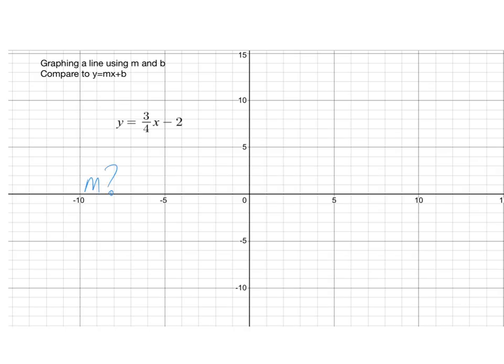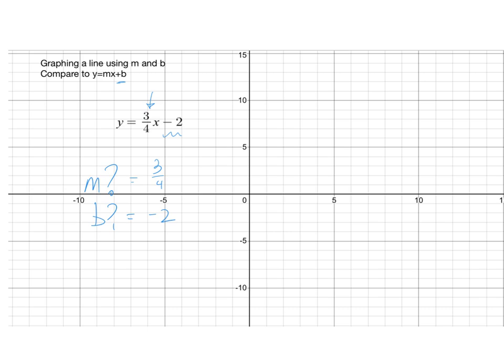We compare in the equation. m is with the x, so this is our m, equal to 3/4. What is b? Compare it to the equation plus b, so we have minus 2. So b equals minus 2. At this time, we're going to begin graphing.